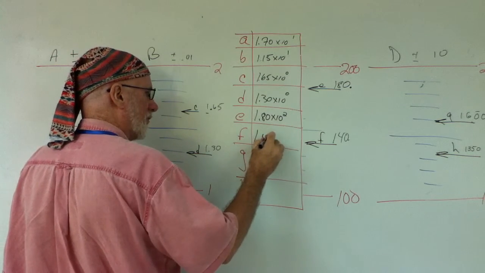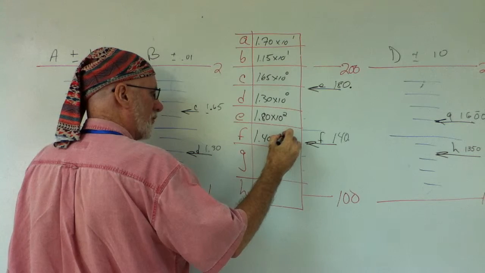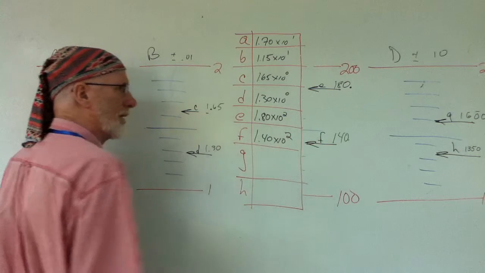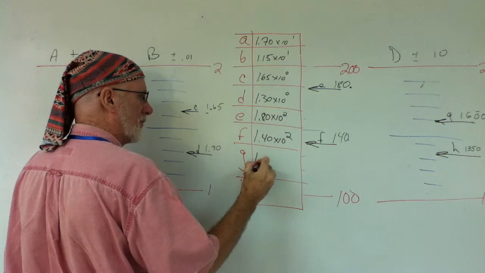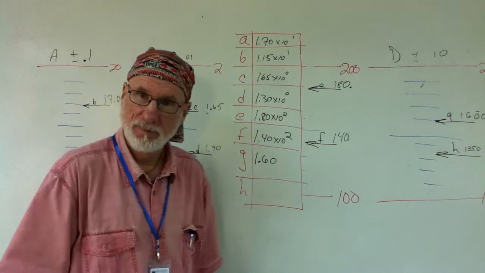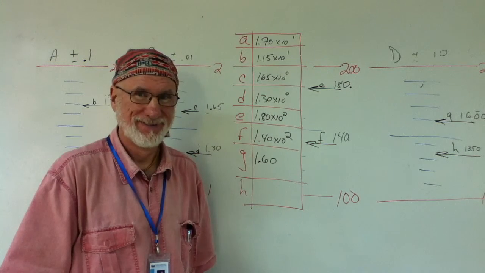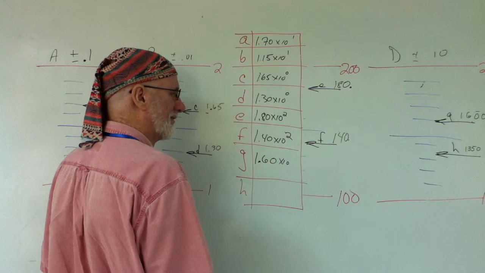So, what about this one? 1.40 times 10 to the power of 2. What about G? 1.600 to the power of 3.